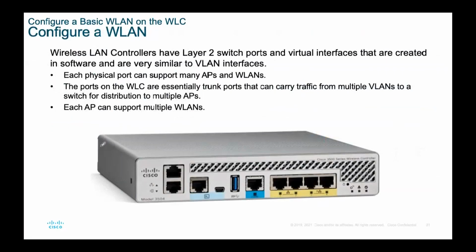Configure a wireless LAN. Wireless LAN controllers have layer 2 switch ports and virtual interfaces that are created in software and are very similar to VLAN interfaces. Each physical port can support many APs and also wireless LANs. The ports on the WLC are essentially trunk ports that can carry traffic from multiple VLANs to a switch for distribution to multiple APs. So each access point can support multiple wireless LANs.